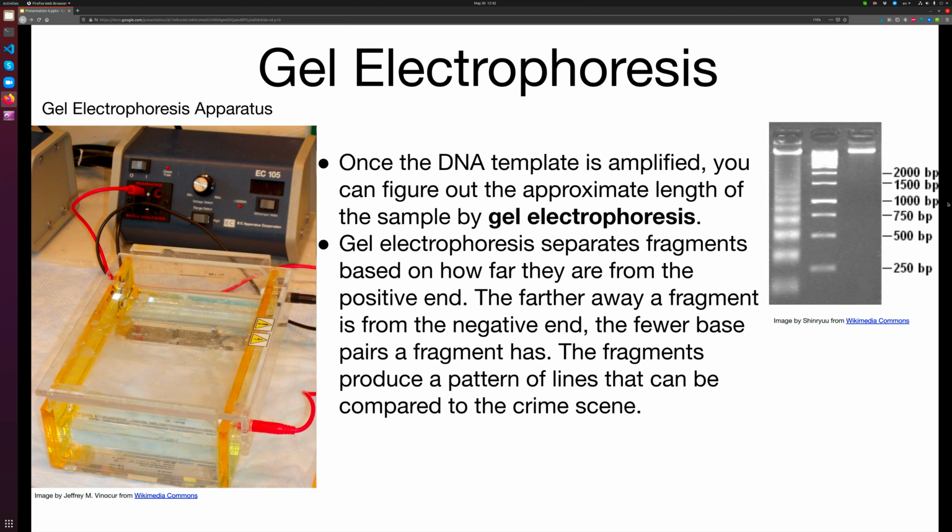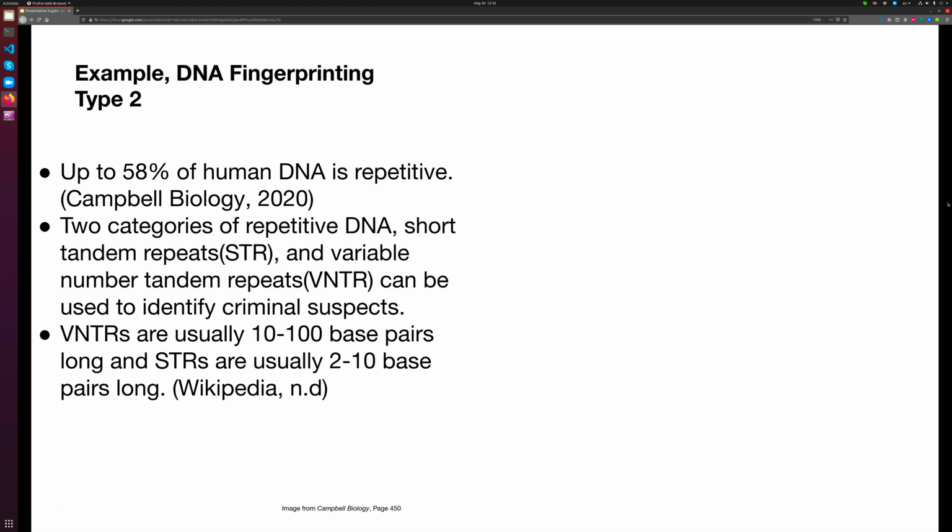The fragments produce a pattern of lines that can be compared to the crime scene.